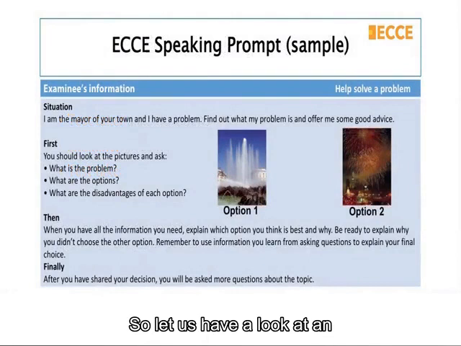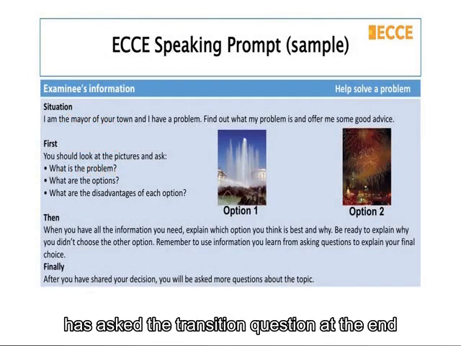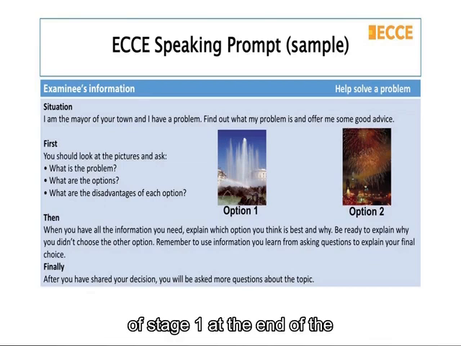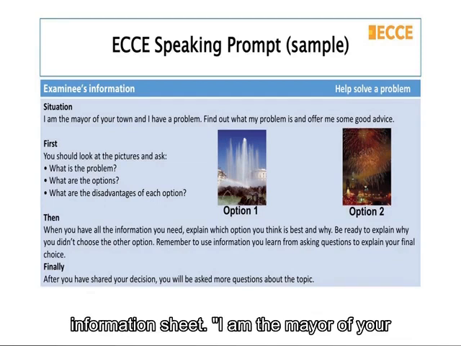So let us have a look at an indicative ECCE speaking prompt. So once the examiner has asked the transition question at the end of stage 1, at the end of the introduction, the examiner will continue by reading the information sheet.